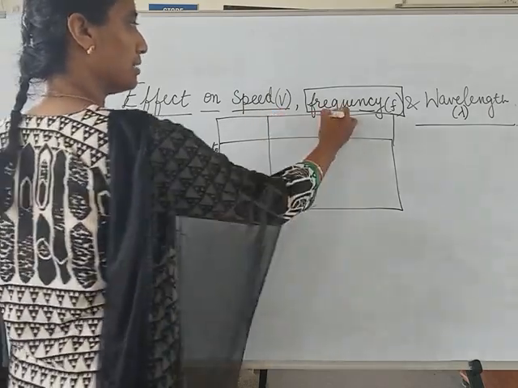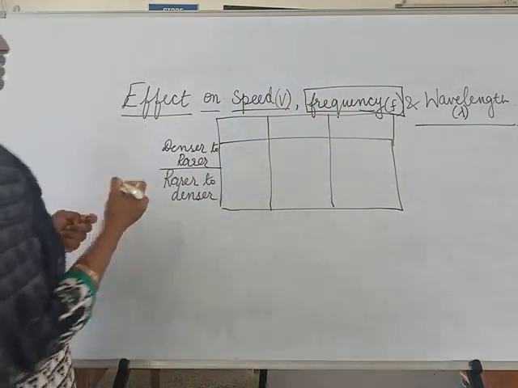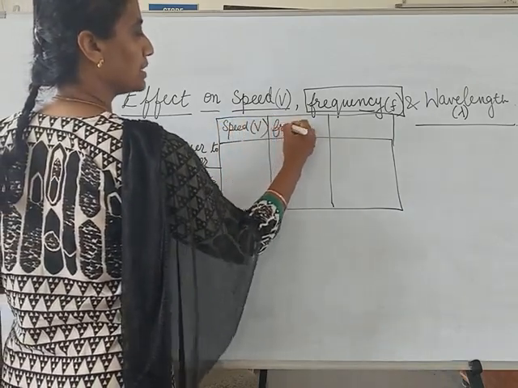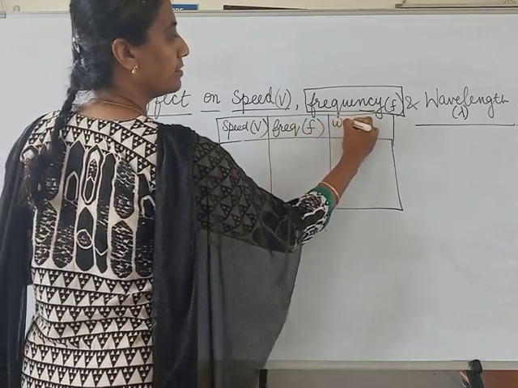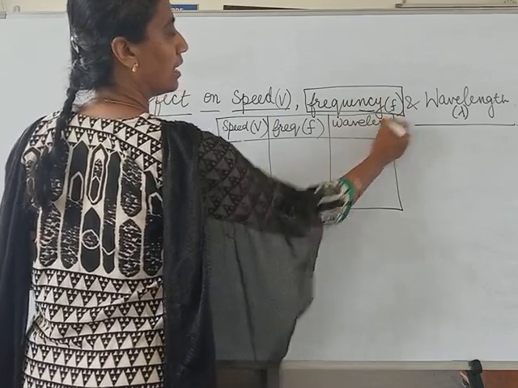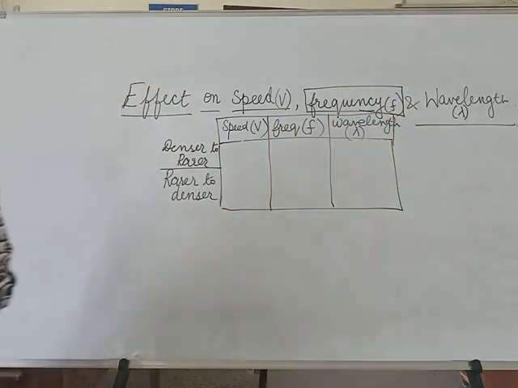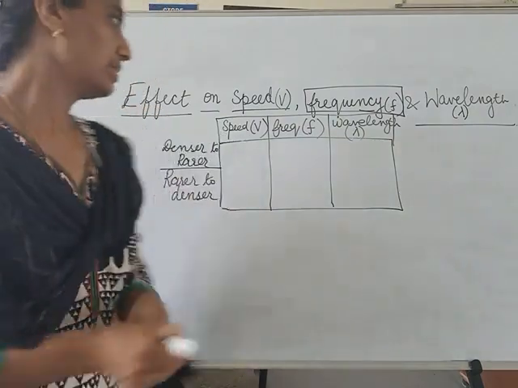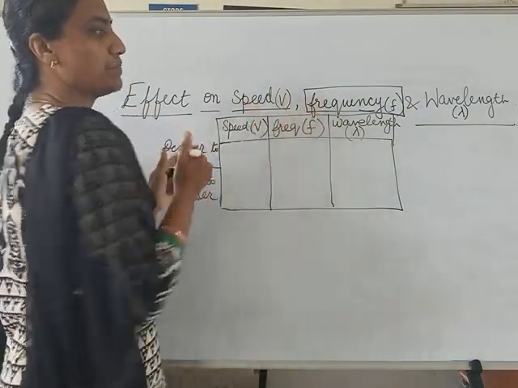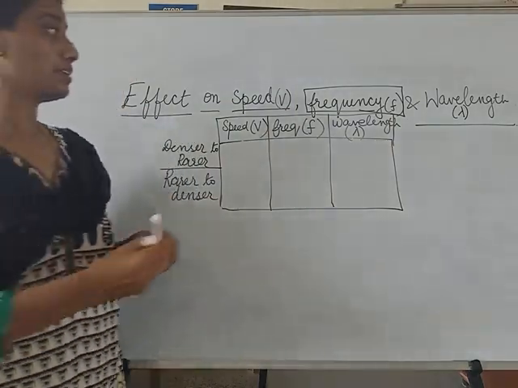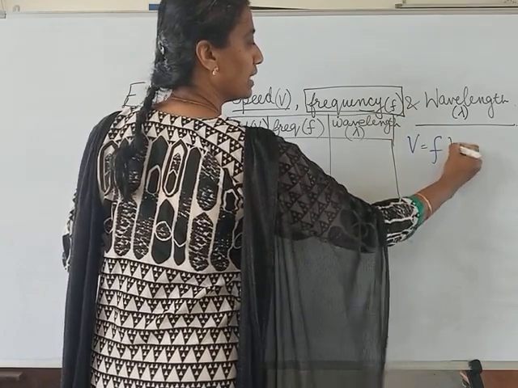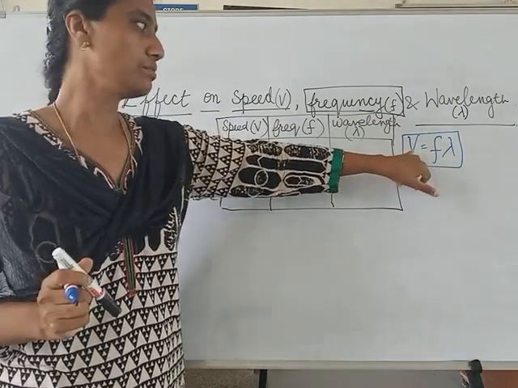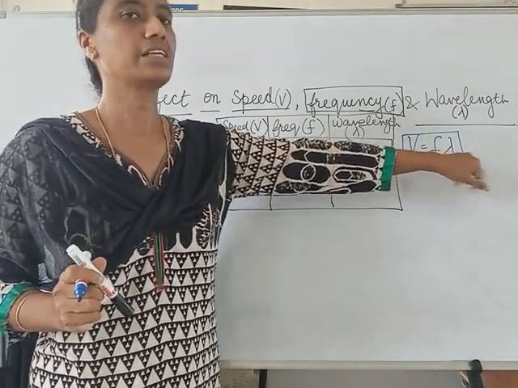So we are going to see about three things. Speed or velocity, I am taking it as V, frequency F and wavelength lambda. I hope you remember this relationship that we studied last year also. What is the relationship between speed, frequency and wavelength? V is equal to F lambda. We had it for sound also. This can be true for light also. Velocity of light is equal to frequency of light into wavelength.